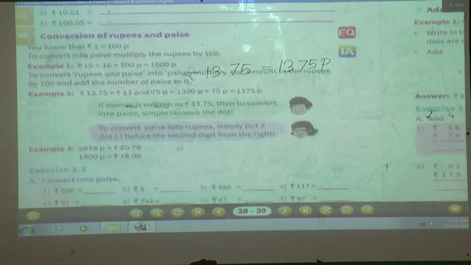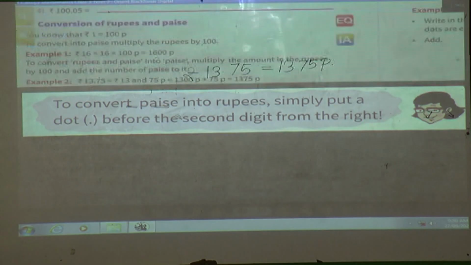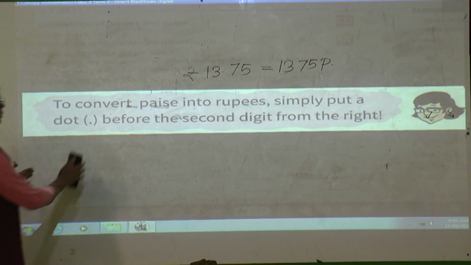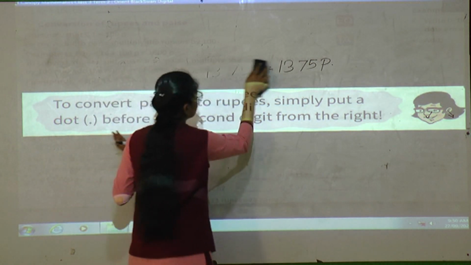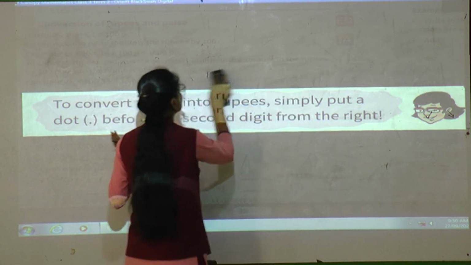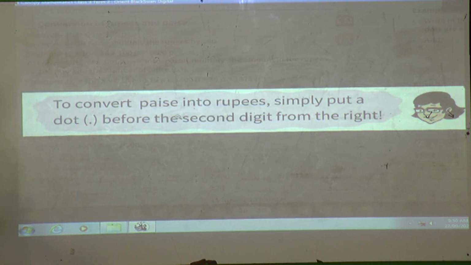Now here one more rule is there. To convert paise into rupees, simply put a dot before the second digit from the right. See here, to convert paise into rupees, simply put a dot before the second digit from the right.